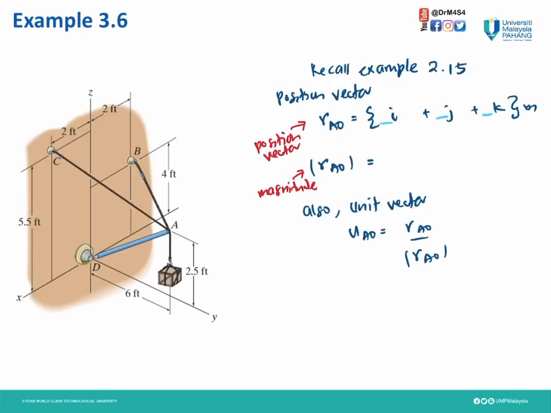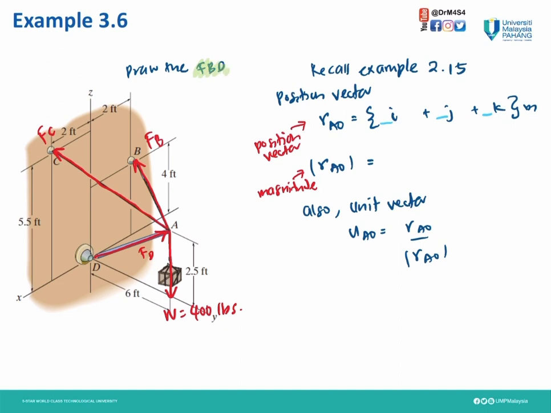First of all, please recall example 2.15, where we needed to determine the position vector, and then find the magnitude, and also remember the unit vector formula. We need that in this example. Next, we need to draw the free body diagram for this system.